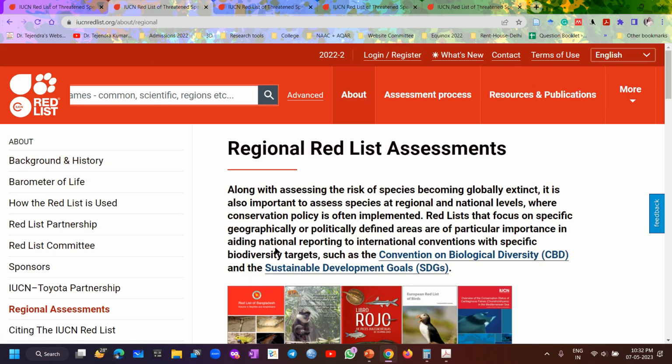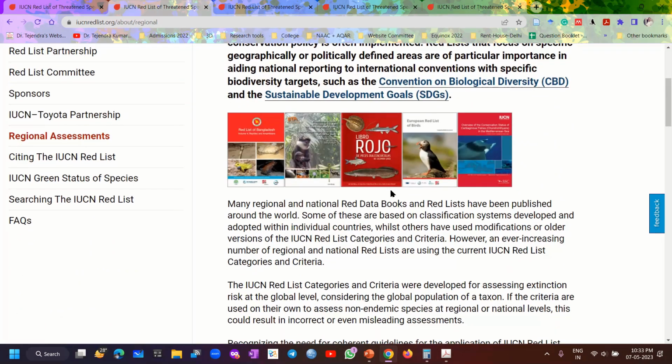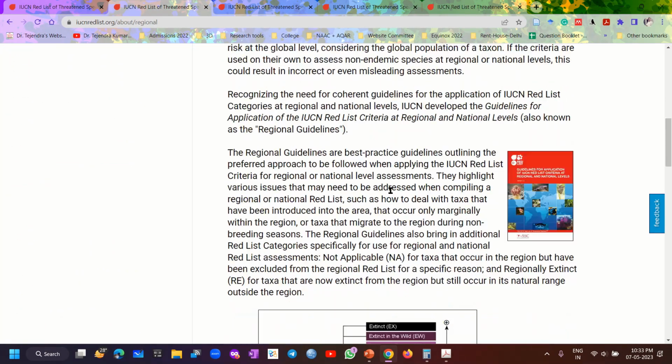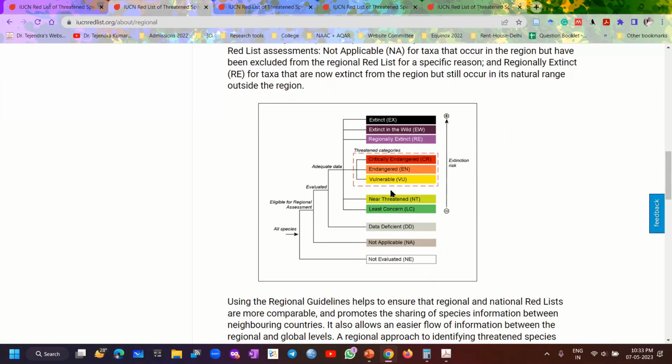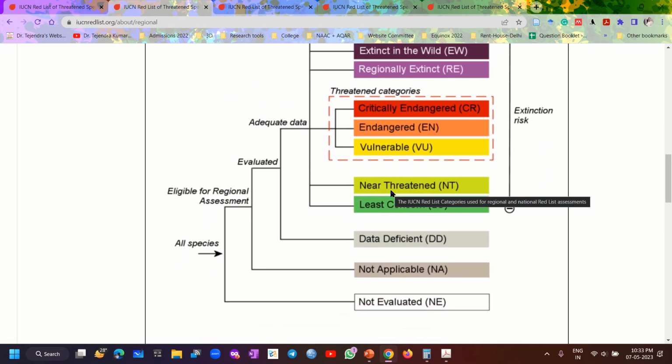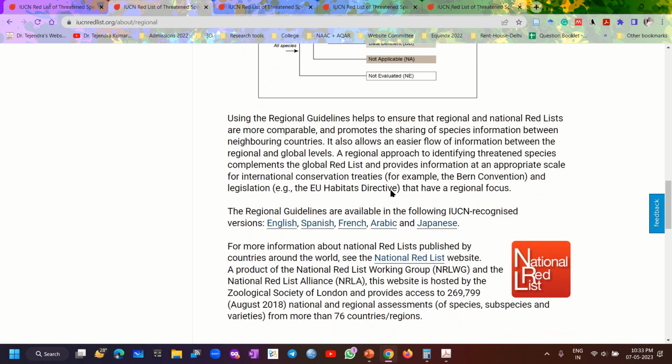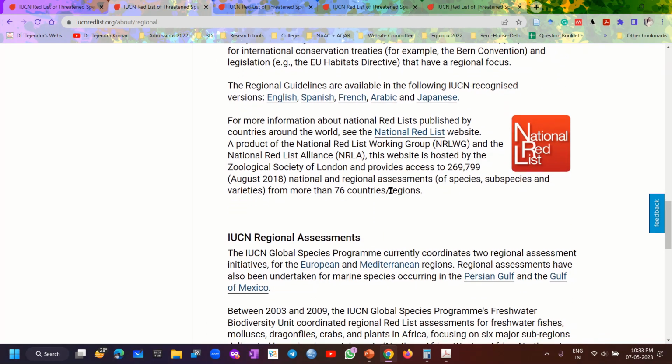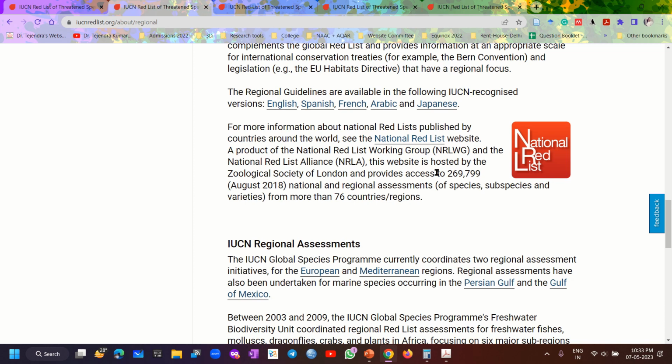Now, see the regional Red List assessment. If you see, you will find these are the publications and these are the categories which I have already talked with you about. Actually, these regional guidelines are available in the following IUCN recognized versions. They are published in English, Spanish, French, Arabic, and Japanese. So these are the five official languages in which they are published.